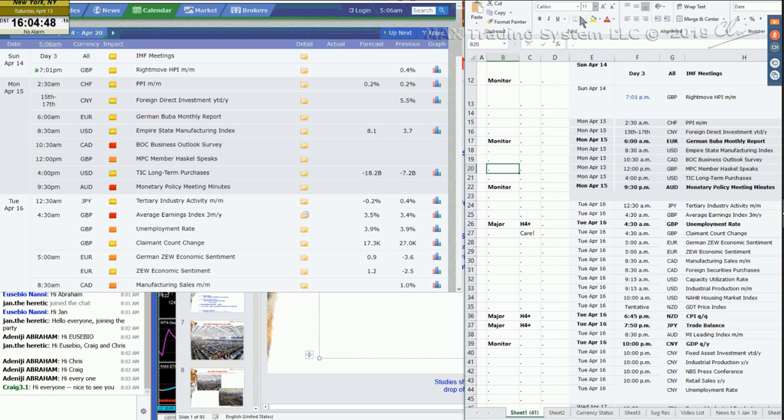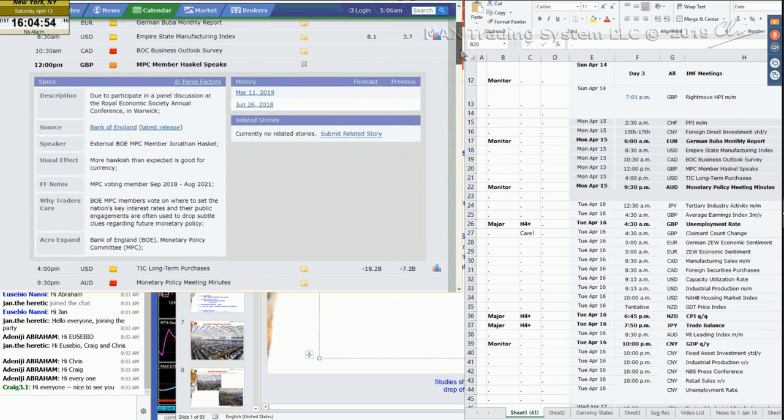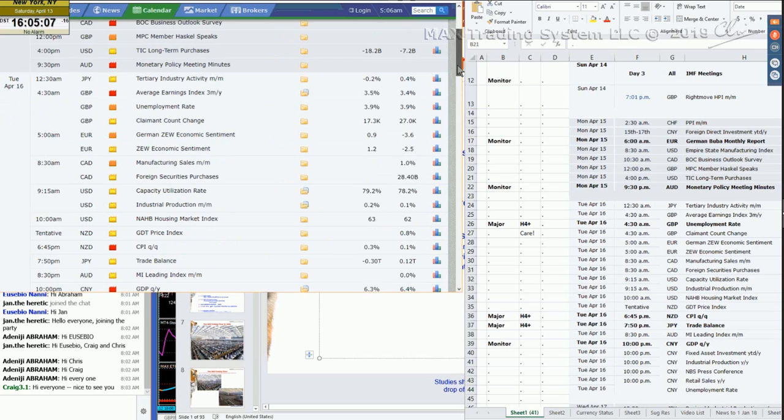Okay, Haskell. And sorry? We've got Haskell here. Oh yeah, Haskell, sorry. Due to participate in a panel discussion, not important. So, no ticks? Not this time. No tick. Okay. Scrolling down.